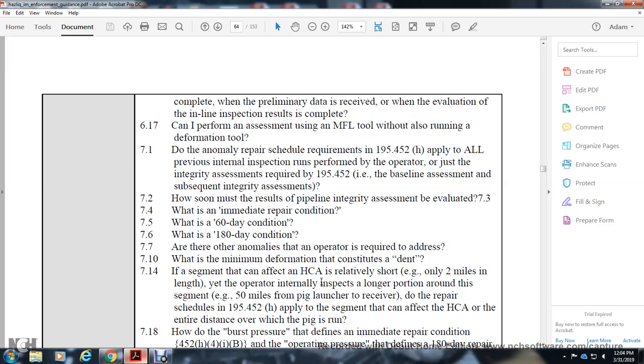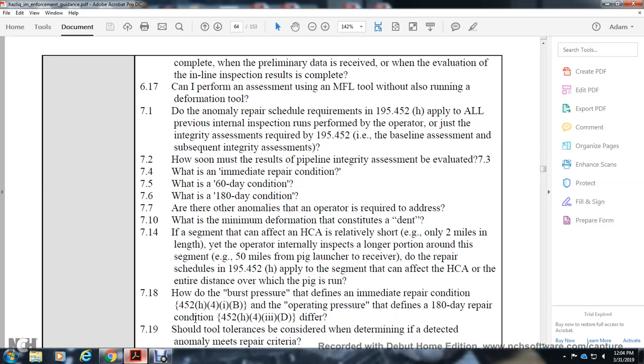7.14: If a segment that can affect a high consequence area is relatively short, only 2 miles in length, yet the operator internally inspects a long portion of the run of the segment, 50 miles from the pig launch to the receiver, do the repairs under 195.452(h) apply to the segment of the high consequence area, or to the entire distance of the pig run?